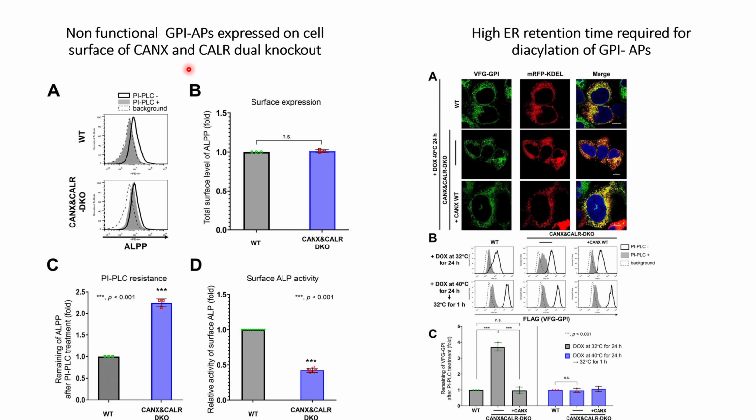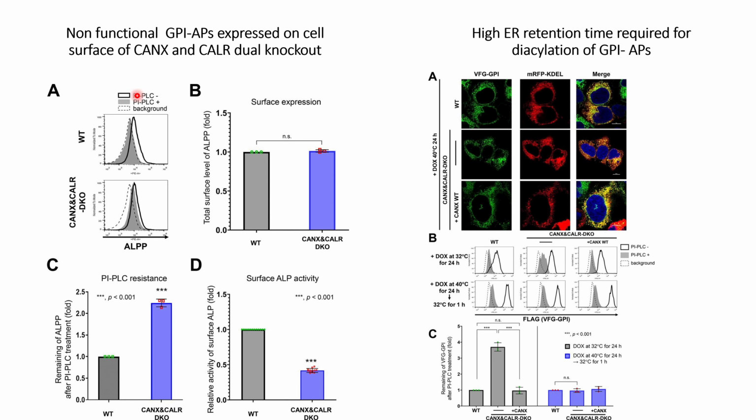We will continue our discussion about the GPI-APs expression on the Calnexin and calreticulum dual knockout cells and how they differ from the GPI-APs that are expressed on the wild type cells. In the experimental figure on the left hand side, they have analyzed that GPI-APs usually expressed in the wild type cells have alkaline phosphatase activity. They need to check whether these activities still exist in the GPI-APs expressed on the Calnexin and calreticulum dual knockout or not.